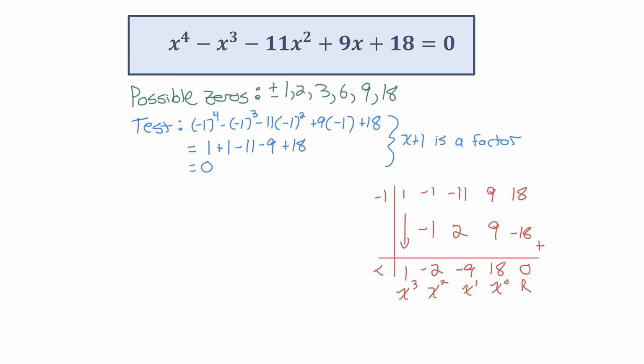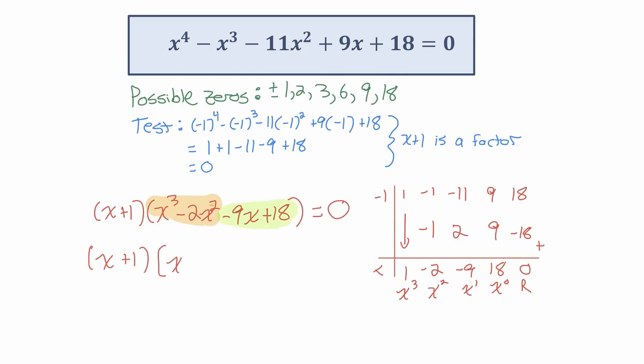So I could rewrite the original equation as a product of x plus 1, which was the divisor, and the quotient, which was x cubed minus 2x squared minus 9x plus 18. And now I notice that the degree 3 polynomial I have as my second factor, I could factor that by grouping. I could take a common factor from the first two terms and a common factor from the last two terms, and I'll end up with a common binomial.